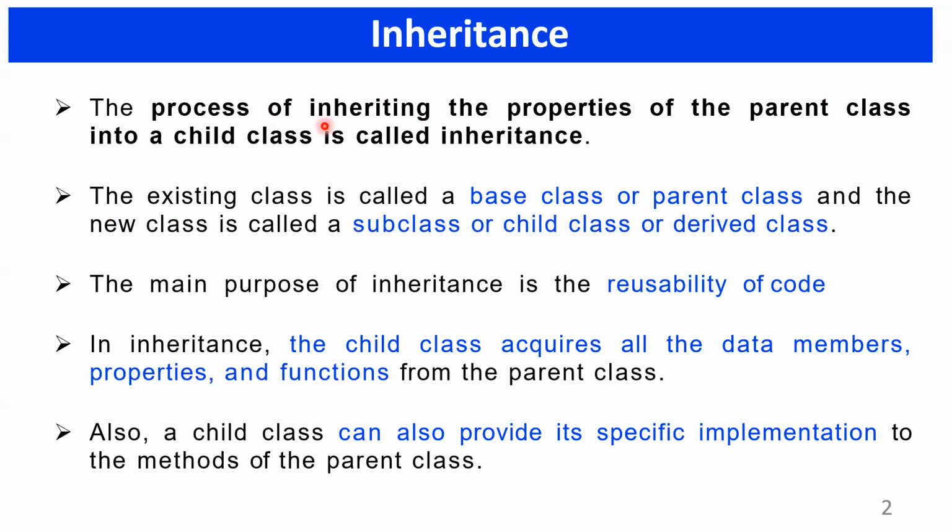Inheritance is the process of inheriting the properties of the parent class into the child class. Whatever existing class is already there is called the base class or parent class. And the new class that we are going to create from the base class is called a subclass, a child class, or a derived class.